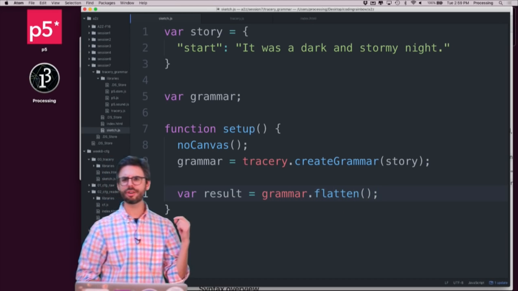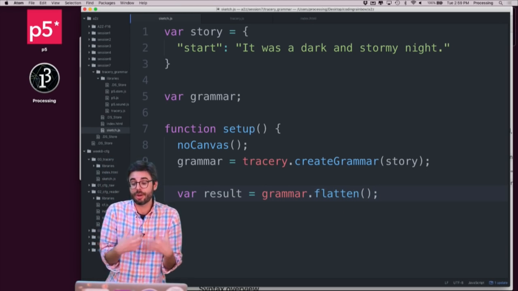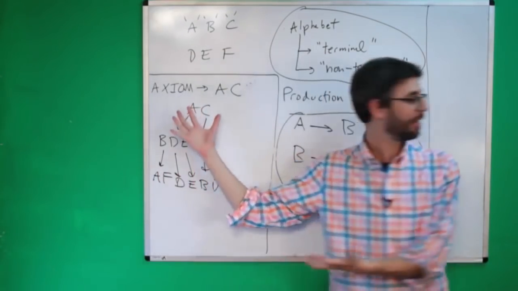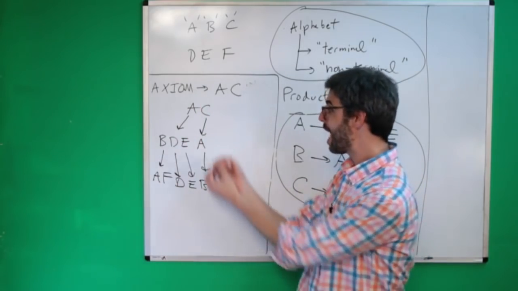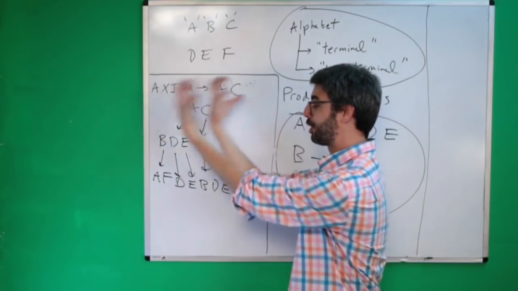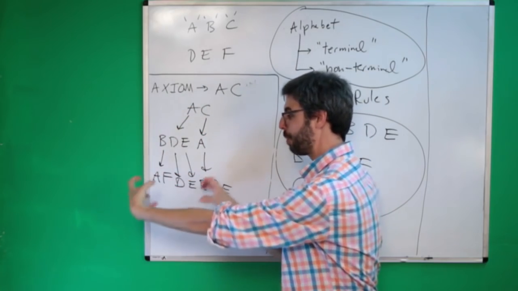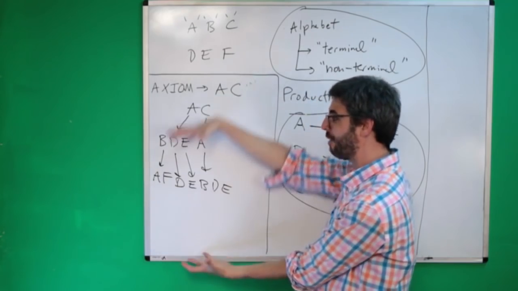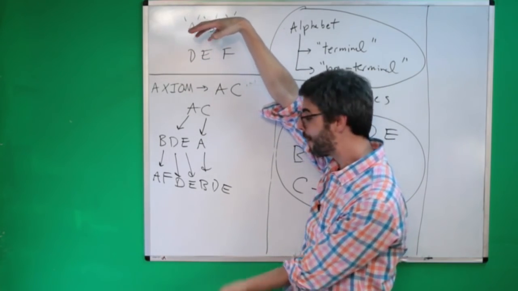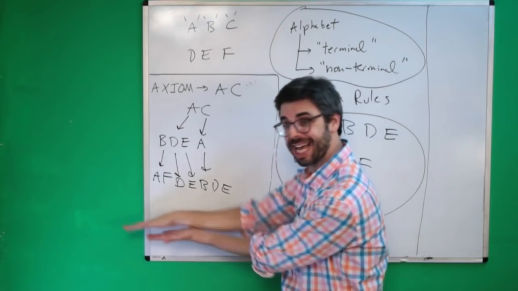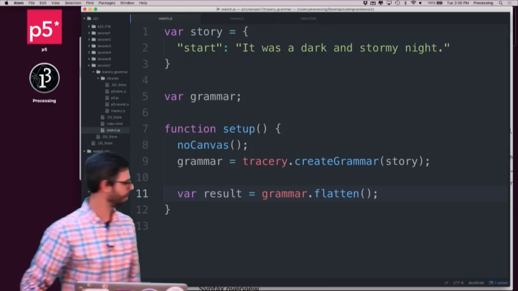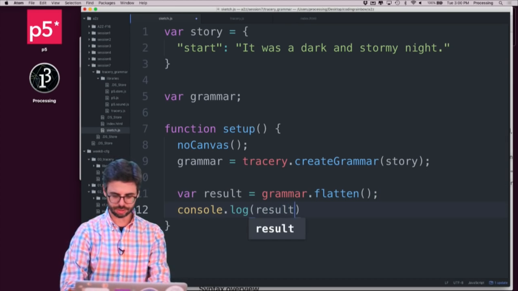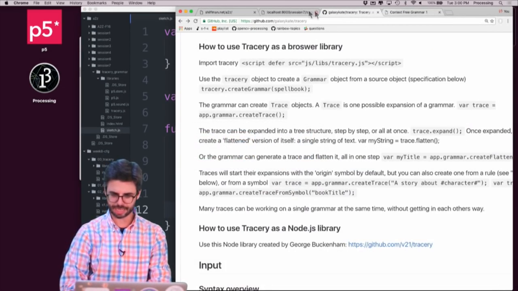So again, why the word flatten? There's two words that involve generating text from a grammar. One is expansion, and the other is flatten. This is the idea of an expansion, right? I'm expanding out from the sort of start and iteratively applying these replacement rules. Now, Tracery behind the scenes, or any grammar system, is probably keeping track of the entire tree that's being generated. But all I want is the end result. So I want to flatten it and get the end result. And that's what's happening over here. So I can say console.log result.